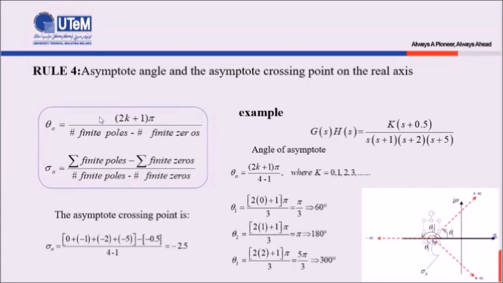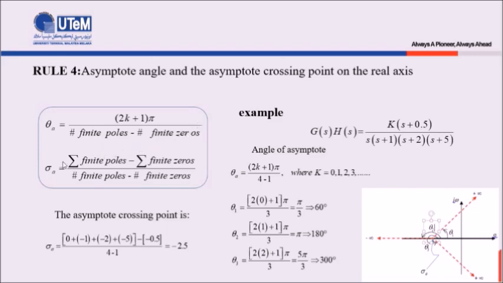Rule number 4. Here we have to calculate the asymptote of angle and also the asymptote of crossing point on the real axis. In order to calculate the asymptote of angle, we can use this formula, where theta A stands for asymptote. Theta asymptote equals (2k plus 1), where k is an integer starting from 0 till infinity, times pi, divided by the number of finite poles minus the number of finite zeros. This is how we can find the angle of asymptote.